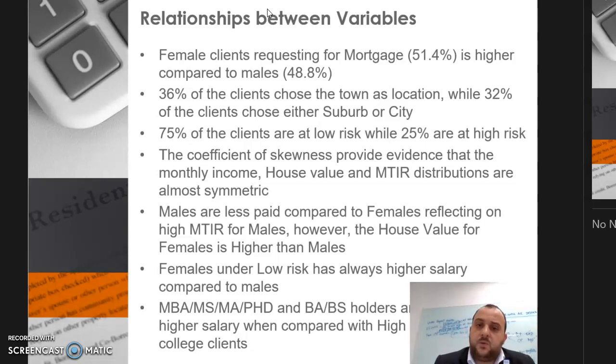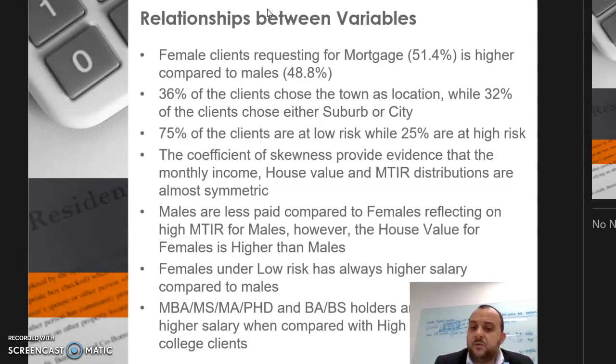As a summary, the relationships between variables are as follows. Female clients requesting a mortgage are 51%, which is higher compared to males at 48%. 36% of the clients choose the town as location, while 32% of the clients choose either suburb or city. 75% of the clients are at low risk, while 25% are at high risk. The coefficient of skewness provides evidence that the monthly income, the house value, and the MTIR distributions are almost symmetric.